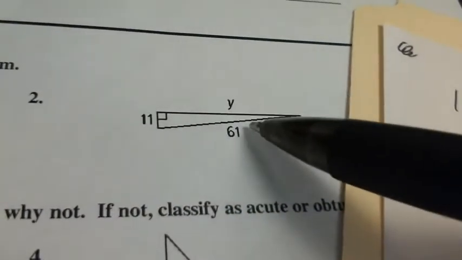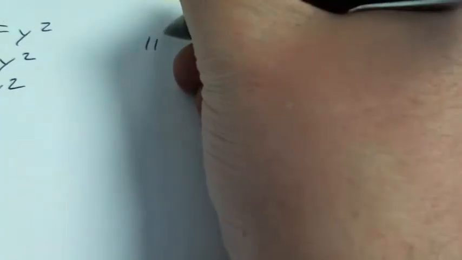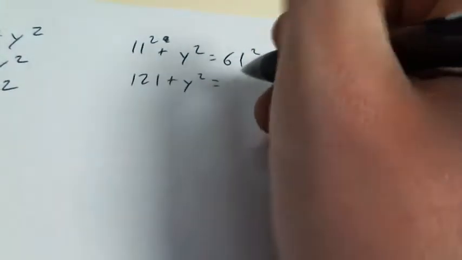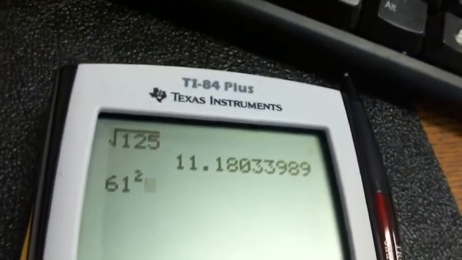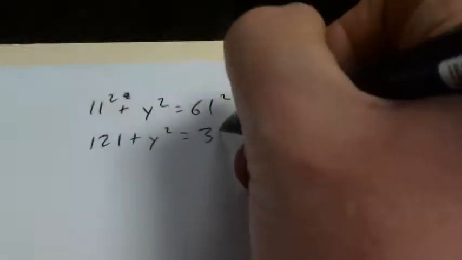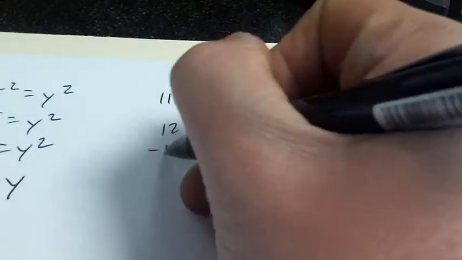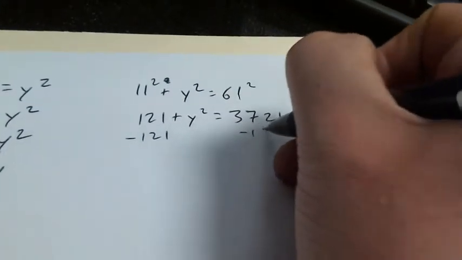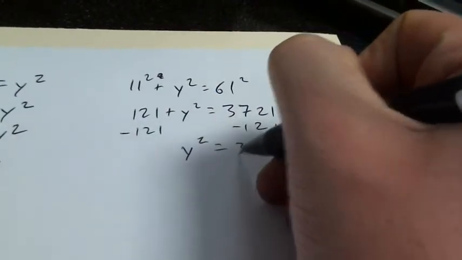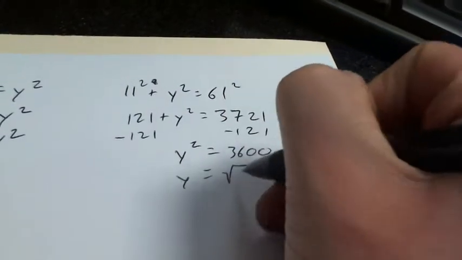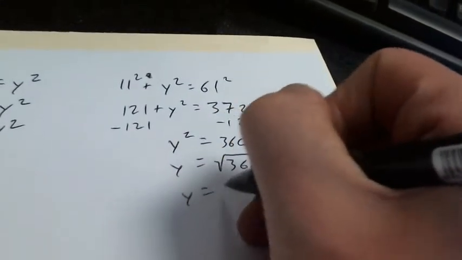Number 2. 11 squared plus y squared equals 61 squared. 121 plus y squared equals 3721. Subtract 121 from both sides. Y squared equals 3600. Y equals square root of 3600. Y equals 60.